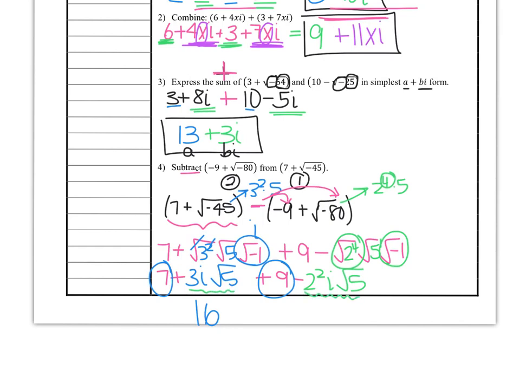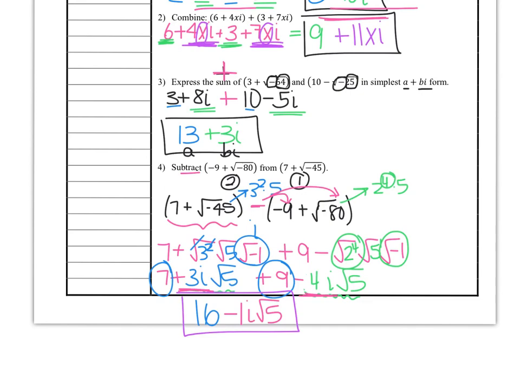So those can be combined. But first I need to know what 2 squared is. 2 squared, of course, is just 4, so I can actually change that to be a 4. Make my life a little bit easier. So then it's 3i square root 5, take away 4i square root 5. So that's negative 1i square root 5 to be our final answer.